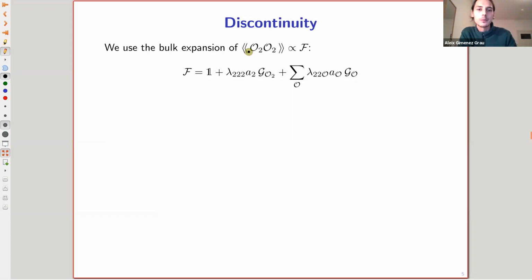And remember that we are considering a 2-point function of the 20 prime operator. So we are going to use the bulk OPE. So we multiply two 20 prime operators, and the first thing that appears is the bulk identity. The next thing that appears is the 20 prime itself. And finally, here you get some infinite sum, which in principle could be very complicated.